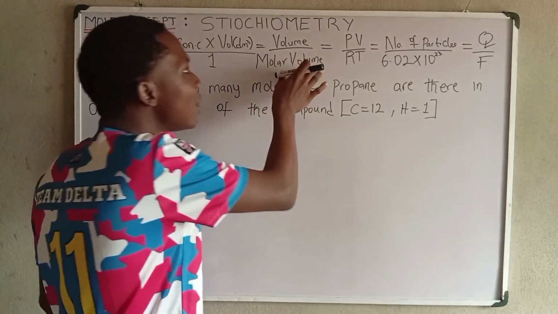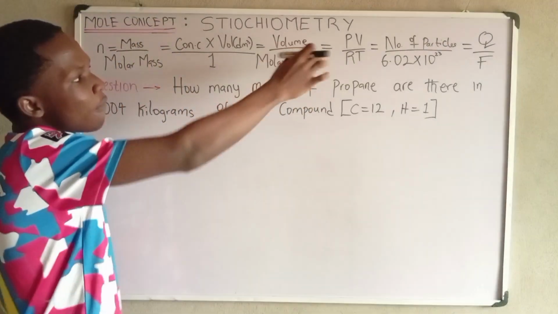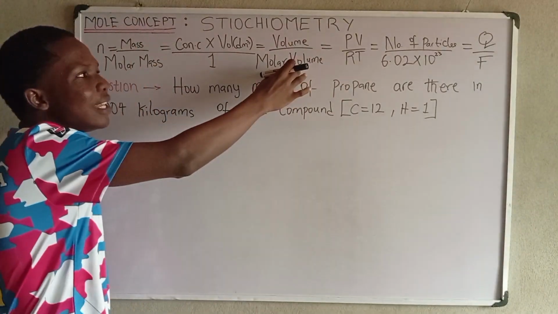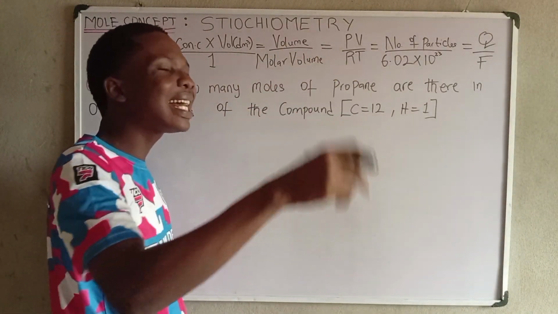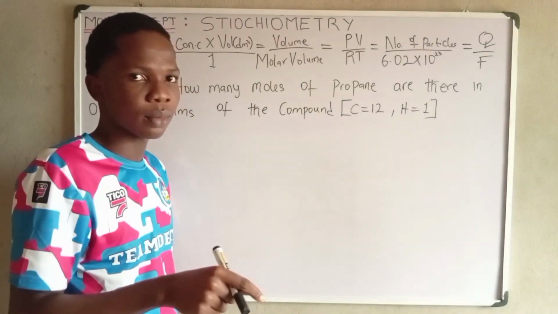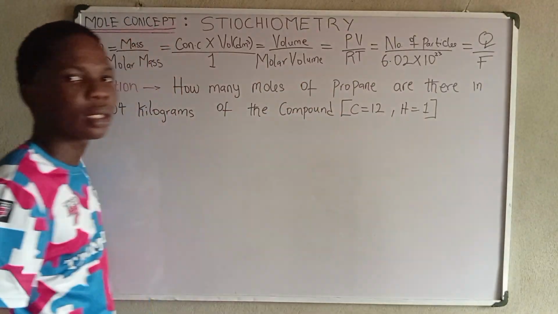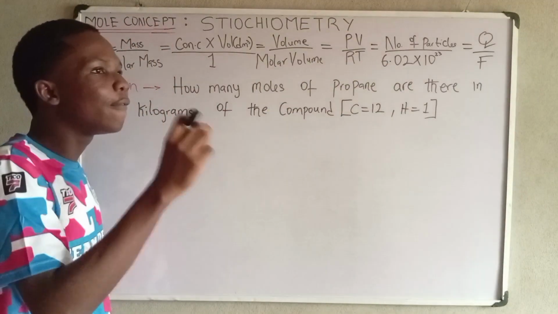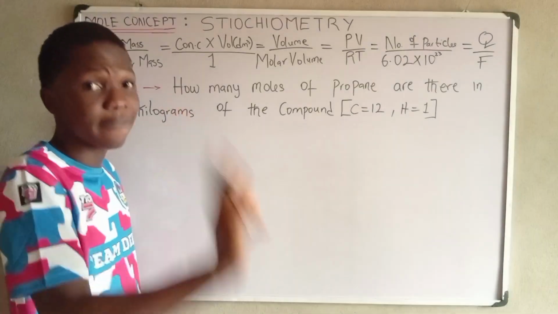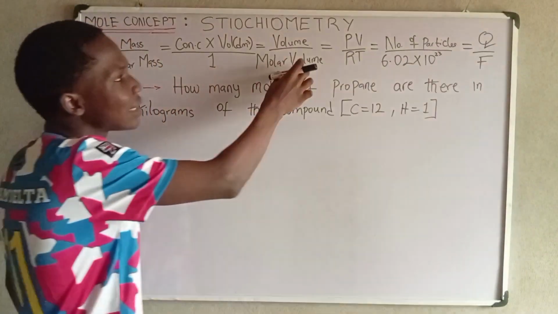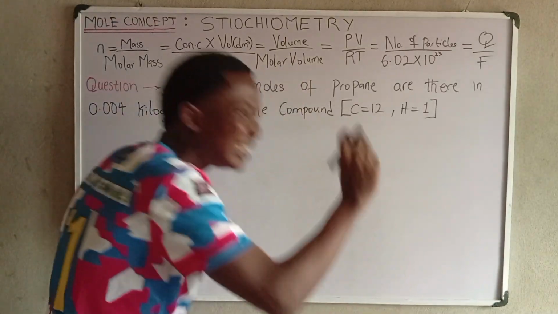Okay, so now the next formula is volume over molar volume. Molar volume is a volume at standard temperature and pressure. Do you understand? Molar volume is a constant, and every constant has a value. So therefore the constant is 22.4 dm cube.